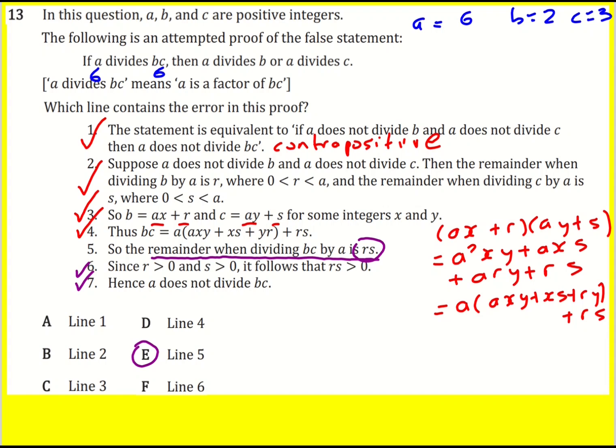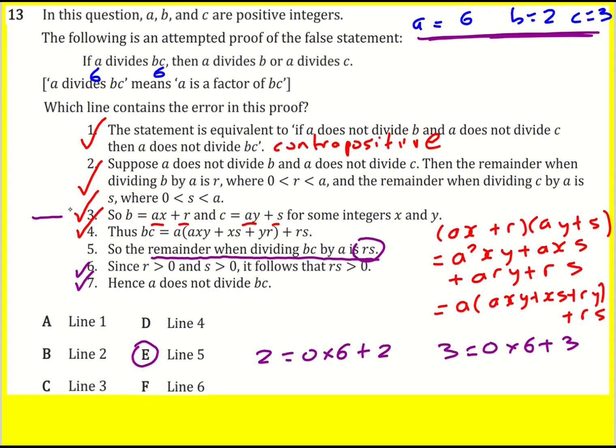So let's do an example to show that. Again, let's use this one here. If I had 6, 2, and 3, then I can see that 2 is not divisible by 6. We would get 2 is equal to 0 times 6 plus my remainder of 2. And 3 is not divisible by 6. 3 equals 0 times 6 plus 3. I've jumped straight to step 3. Then B times C, which is 2 times 3, would equal 6.